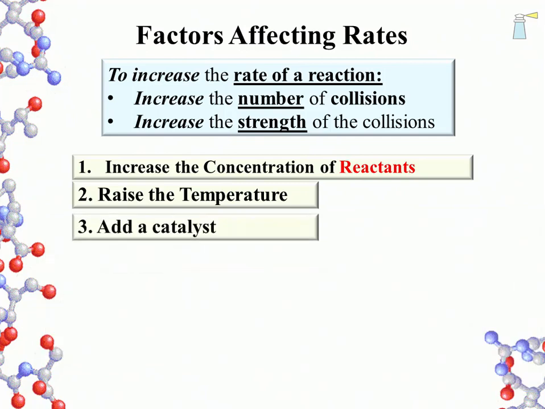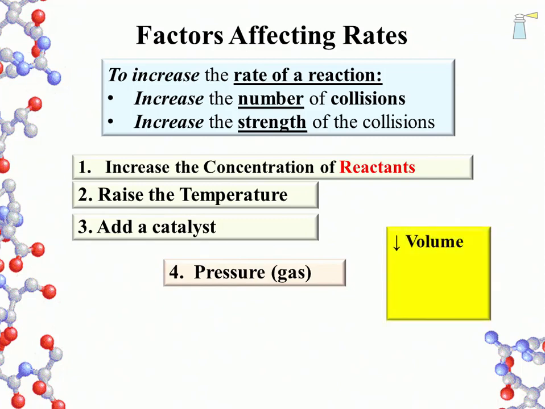There are more ways, but they are specific to certain conditions of a reaction. For gases, increasing the pressure increases the number of collisions, since the particles are closer together. Pressure can be increased by decreasing the volume, increasing the temperature, or increasing the concentration of the particles.